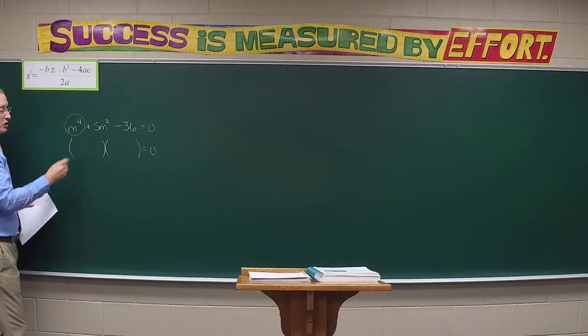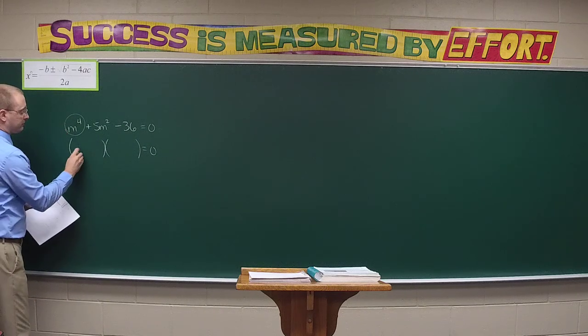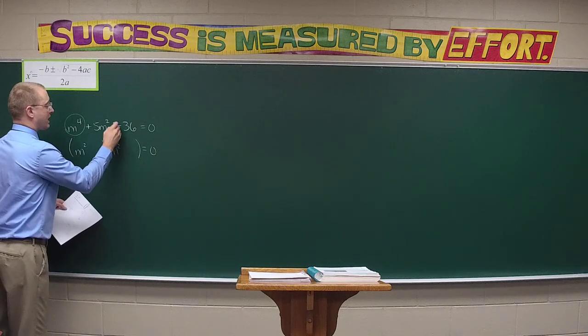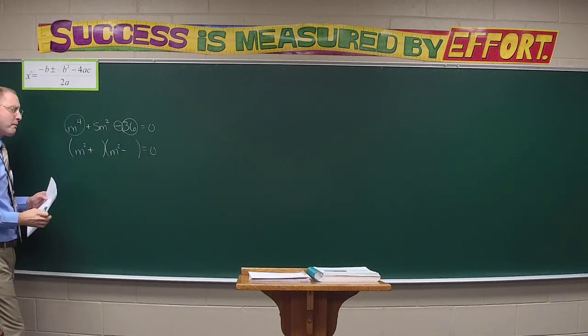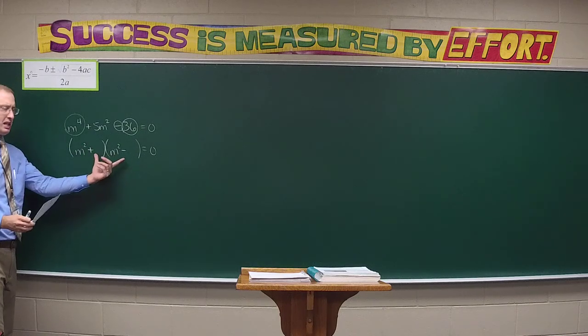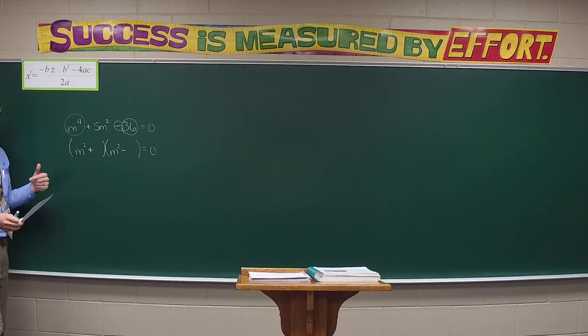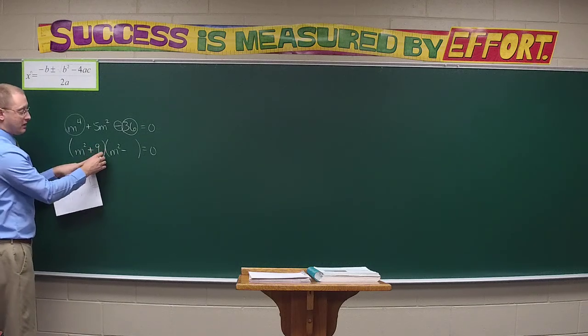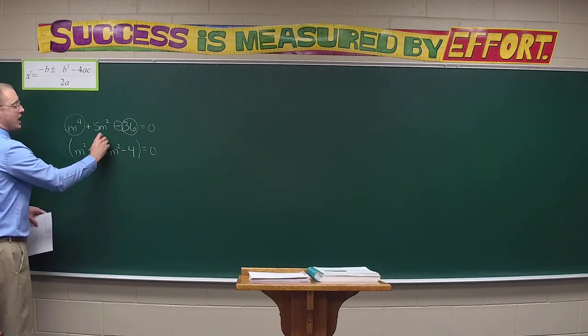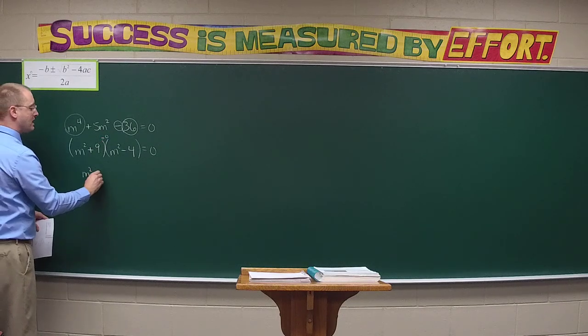The m to the 4th should split into m squared, m squared, and then the signs. And then the 36, it can't be 6 and 6 because the outer and inner would cancel, but to get a 5, we would need 9 and 4. So we want the 9 to be the positive, the 4 to be the negative, and then we set these equal to 0. I get little mini quadratics.